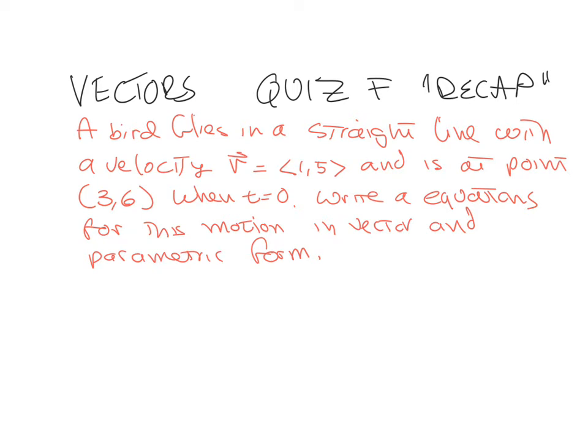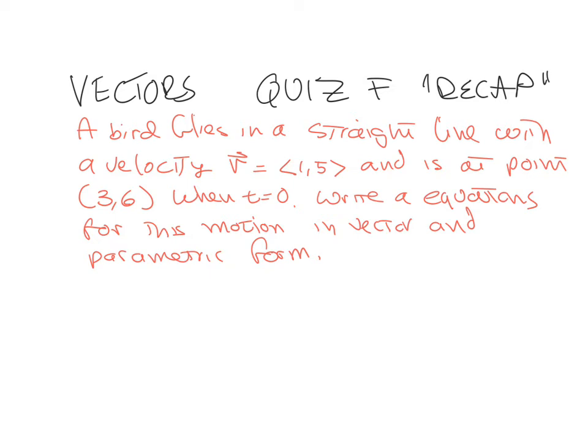So, section F deals with vector equations for straight lines and the corresponding parametric equations for straight lines in 2 and 3 dimensions. So here we have what really is a three-dimensional situation, but we're describing it in 2 dimensions. A bird flies in a straight line with a constant velocity represented by the vector v with components 1 and 5, and is at the point (3, 6) when t, which stands for time, equals 0. Write equations for this motion in vector and parametric form.